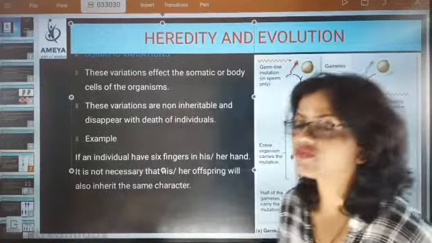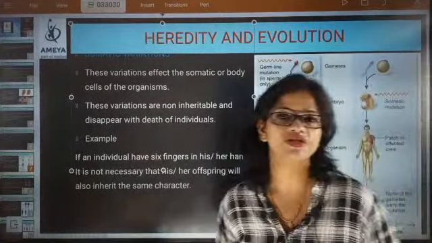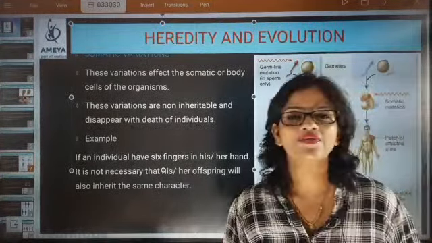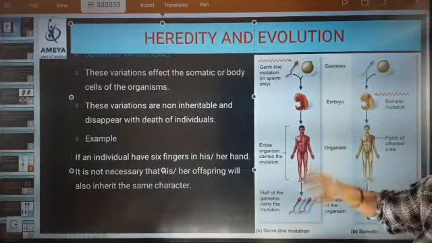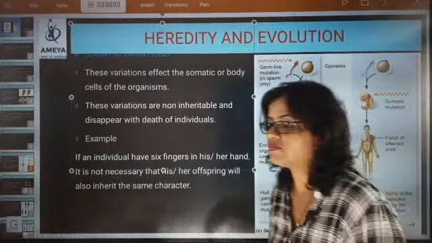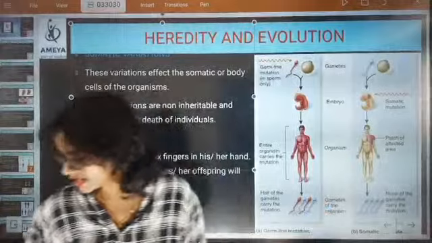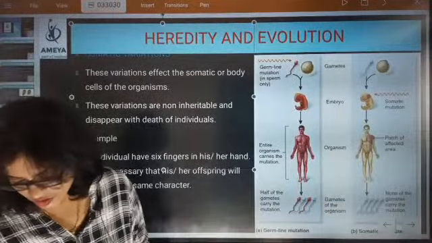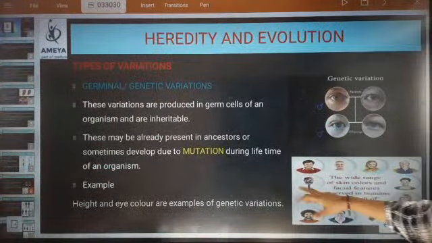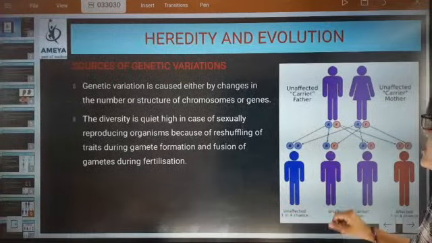It will not move into the germ line, so it is not a germline mutation. But if any mutation is there in the sperm, and the sperm fuses with the ovum and the child is born, the child will be born with the mutation, and this is called genetic variation. Okay, so we have finished germinal or genetic variation.